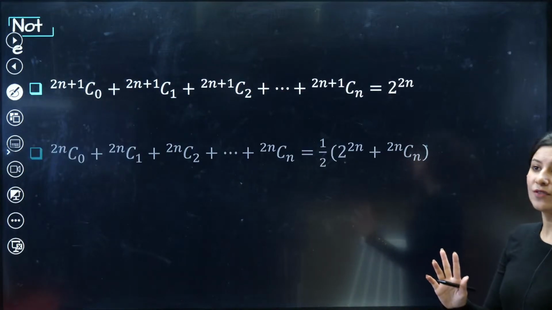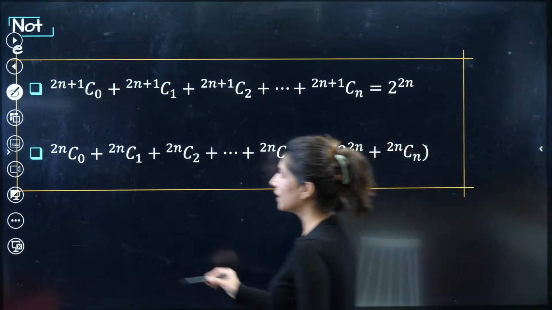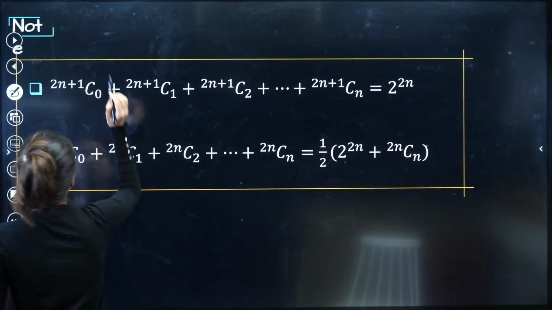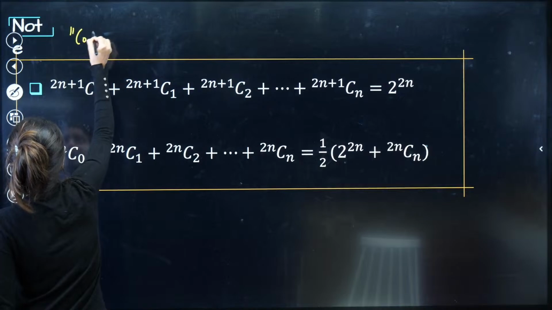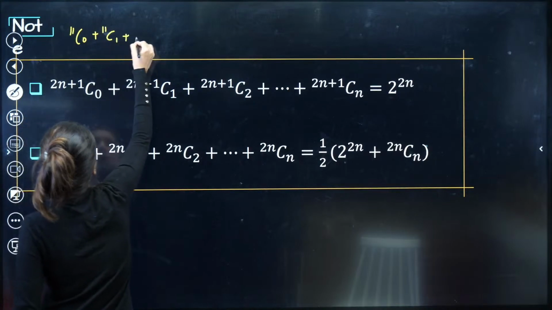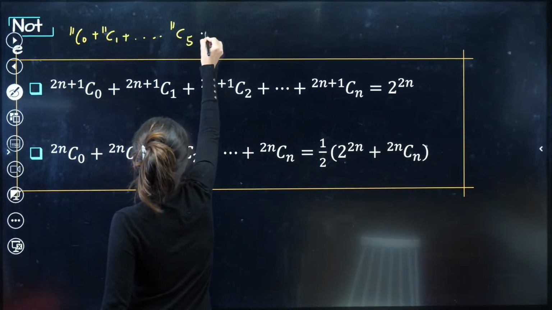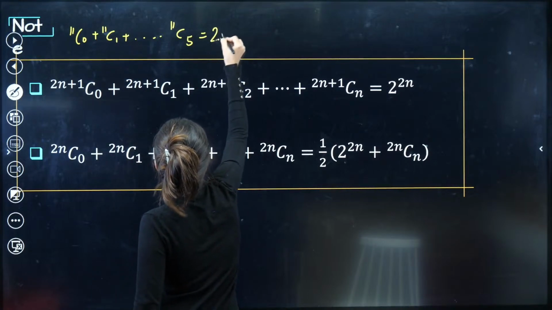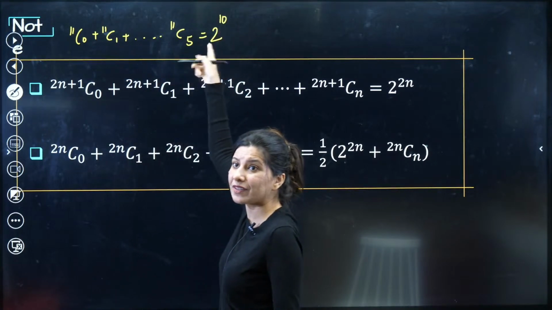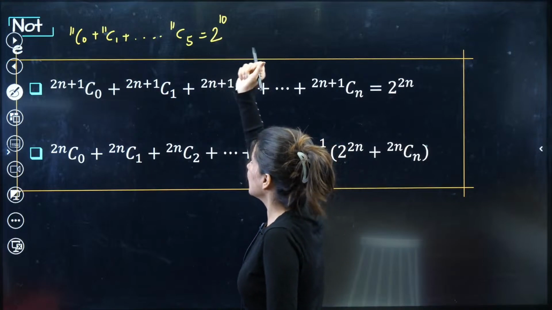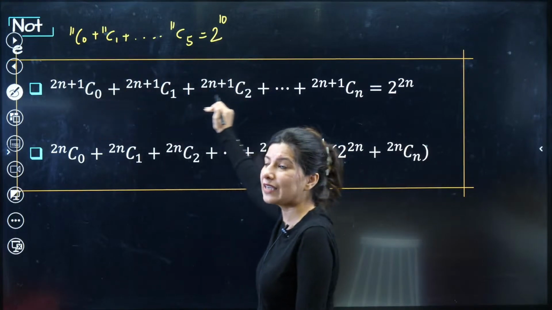Now two new things we have learnt today. Let me just show you. We were doing this question, 11C0 plus 11C1 and all the way up to 11C5, and the answer which we got was 2 raised to power 10, that is 1024. Just now we did this question, right? So the same thing, let us do it in a generalized way.